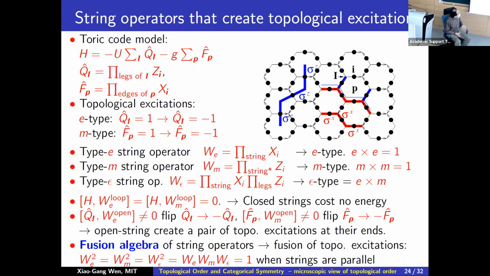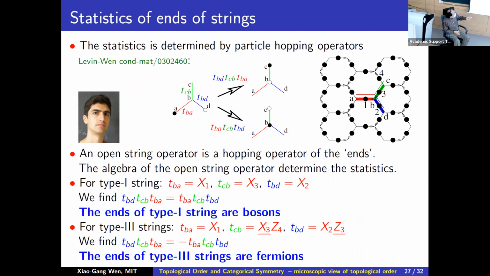So we come up with the algebra of hopping operators. The string operator creates a pair of E particles, but you can also say that the string operator is a hopping operator, changing the E particle from one position to another. So this open string operator is a hopping operator for the E particle. The point of view is that the statistics of a particle is encoded in this hopping operator. If you know the hopping operator, you can construct their algebra, and this algebra tells you what the statistics is. So first we have four sites, A, B, C, D. Originally you have two particles at A and D. Then we have a hopping operator hopping a particle from A to B, and then another hopping operator from B to C.